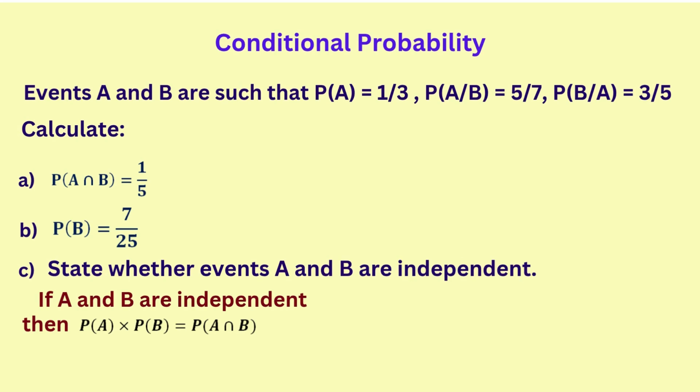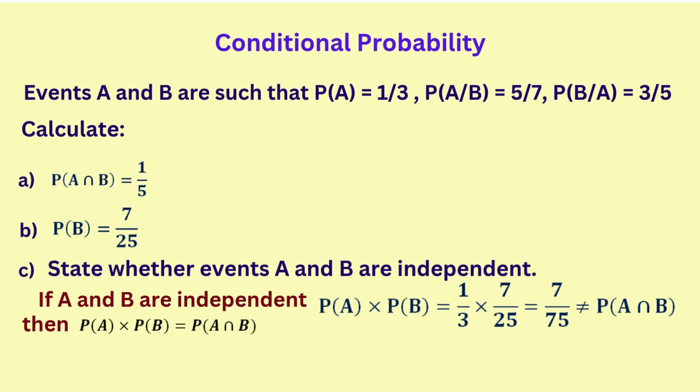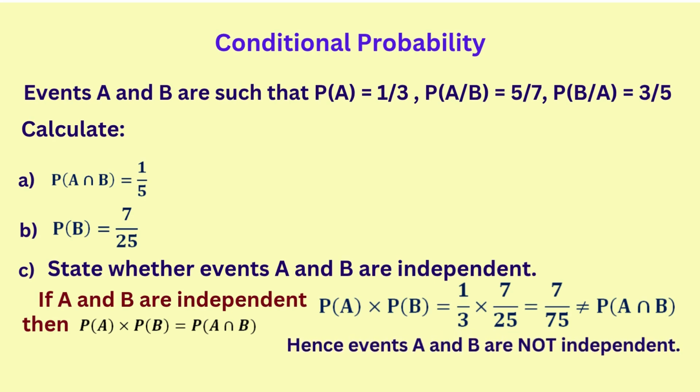To determine whether A and B are independent, we multiply the probability of A, which is 1/3, times the probability of B, which is 7/25, to give 7/75, which is not equal to the probability of A intersect B, which we found to be 1/5 in part A. Hence, A and B are not independent.